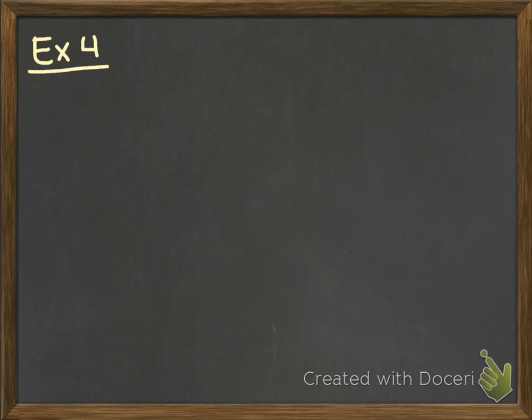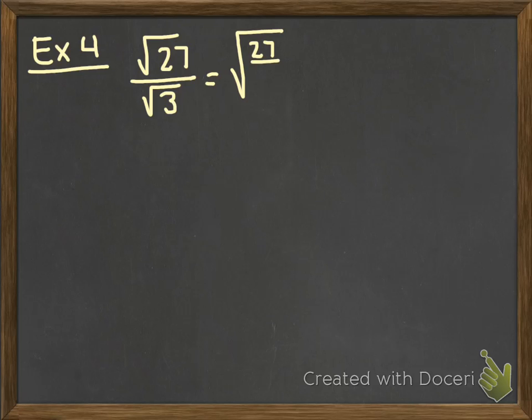Okay, example 4 is the square root of 27 over the square root of 3. Now the square roots are separated, but we can do it as the square root of 27 divided by 3. And that actually divides. The square root of 27 divided by the square root of 3 is the square root of 9. And the square root of 9 is 3.